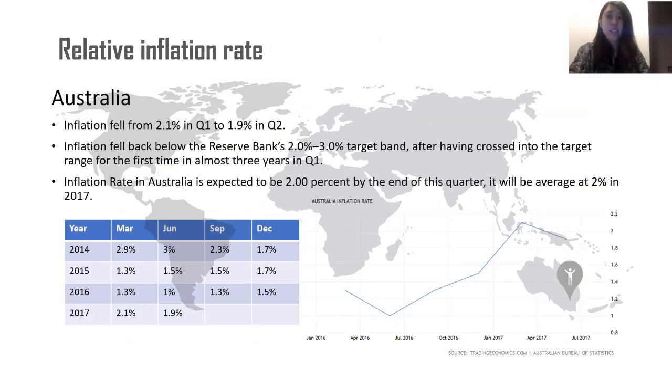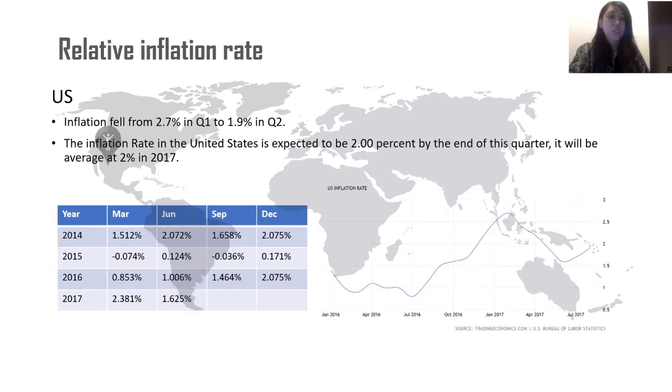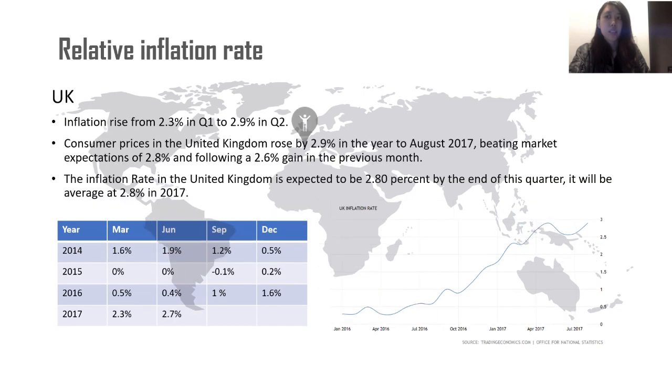On the inflation side, let's see the three charts of each country. First, the Australian inflation rate fell from 2.1 to 1.9% from Q1 to Q2. It seems it will average 2% in 2017. Also in the US, the inflation rate fell from 2.7 to 1.9% from Q1 to Q2, and will average 2% in 2017 as well. But on the UK side, the inflation rate rose from 2.3 to 2.9%. It seems it will average 2.8% in 2017.